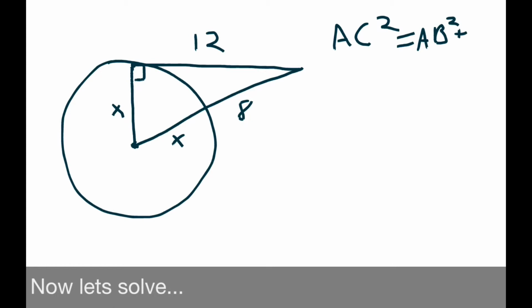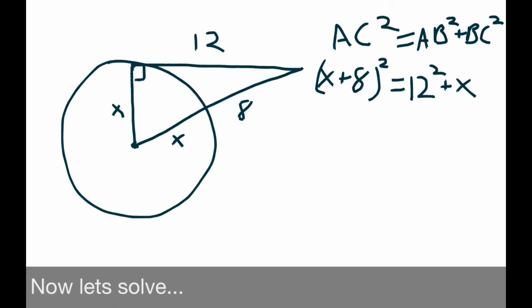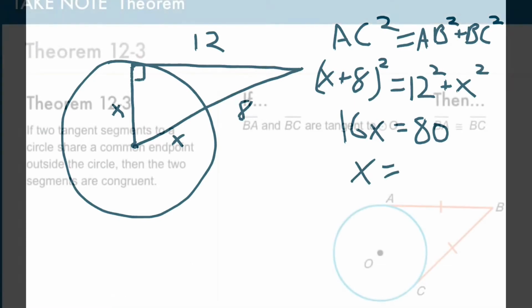Now you can plug in to get parentheses x plus 8 squared is equal to 12 squared plus x squared. As you evaluate the equation, you would get x squared plus 16x plus 64 is equal to 144 plus x squared. As you continue to solve, you would get 16x is equal to 80 and x is equal to 5.